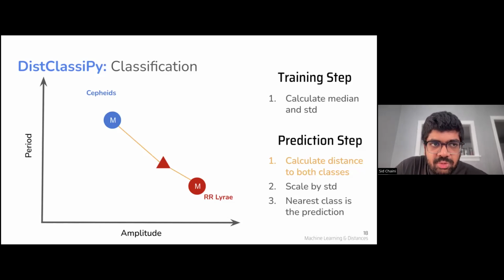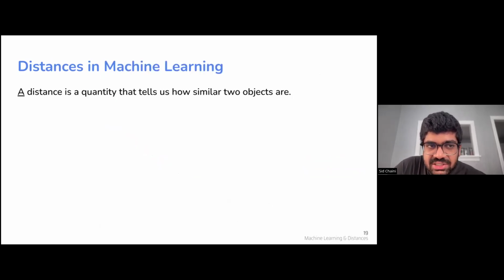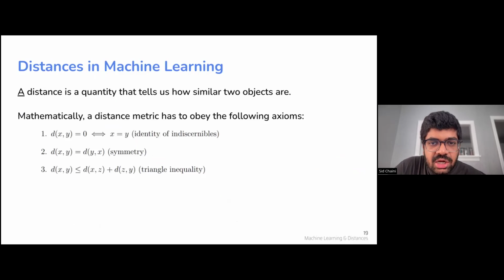But let me talk about what a distance is. A distance is a quantity that tells us how similar two objects are. Mathematically, a distance metric is a function that just has to obey three axioms. The first one is the identity of indiscernibles, which means that the distance between point 1 and point 2 is 0 if and only if they are the same points.